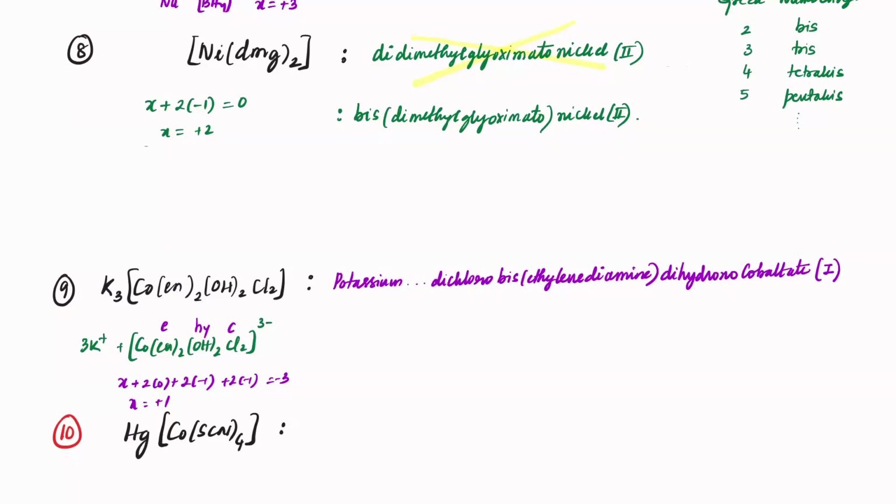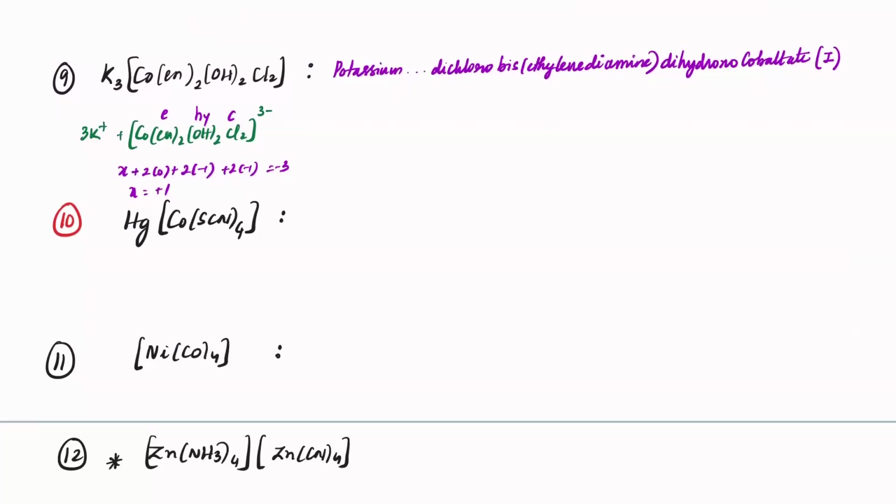All good. See the next one. Next one is Hg[Co(SCN)4]. If you split this, it will become Hg2+ and [Co(SCN)4]2-. So the oxidation state of cobalt is +2.